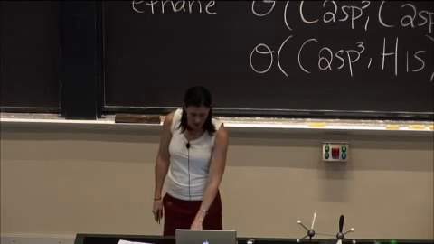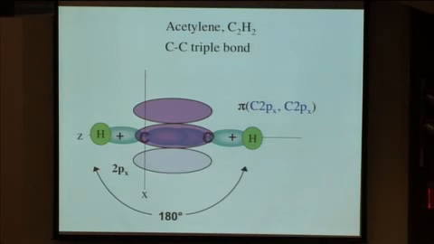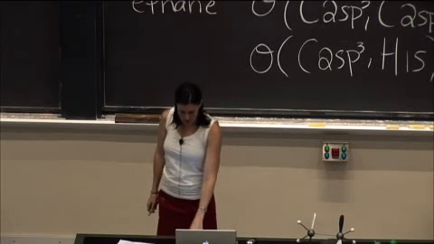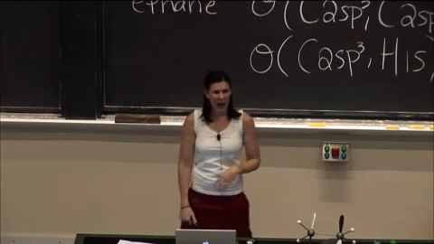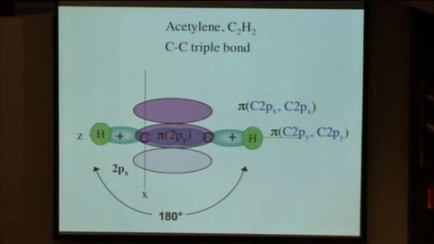And the last bond that we have here is a carbon-carbon bond. And this is our last p orbitals that are coming together. These are the ones that are coming right out at you. So this is going to be a second pi orbital. So this will be pi carbon 2py, carbon 2py.